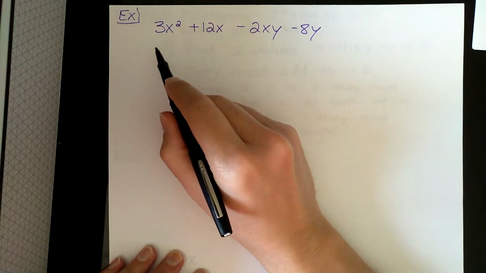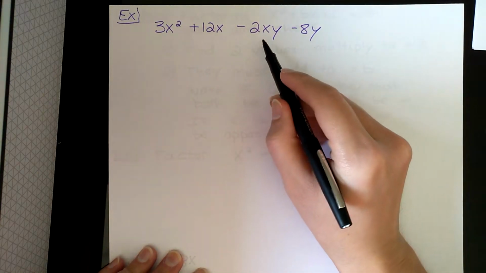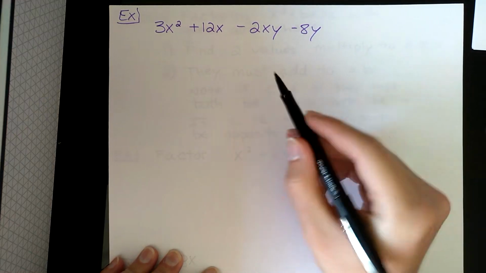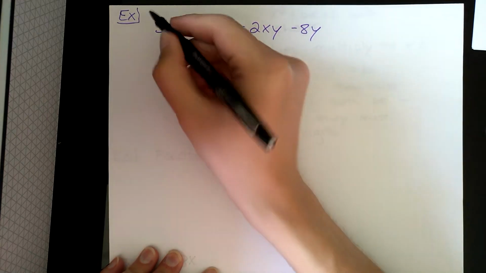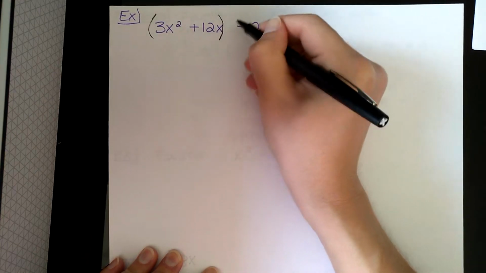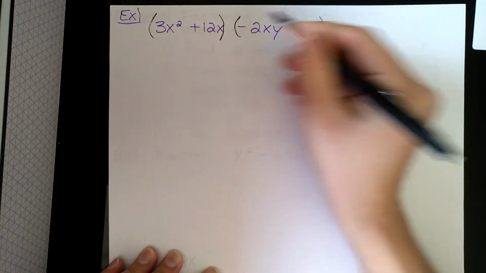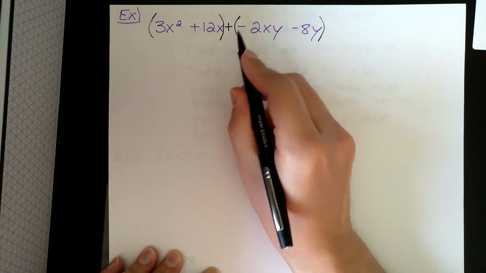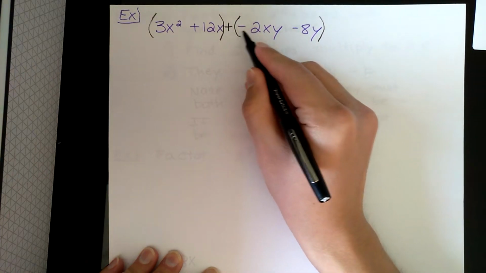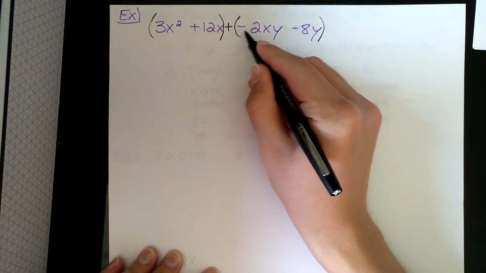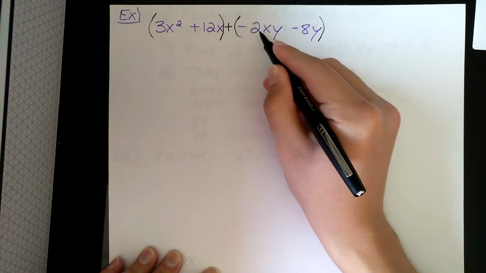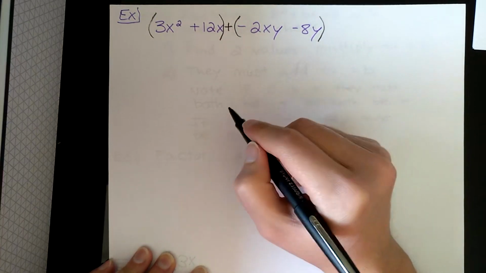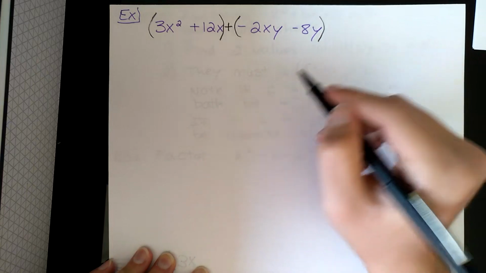We have 3x squared plus 12x minus 2xy minus 8y. We're going to start by grouping them together in parentheses and making sure that they are added. They always have to be added. They cannot be subtracted. So notice how I took this negative 2xy. Because we were subtracting it, I made it negative instead and added the parentheses together. Plus a negative is the same thing as minus 2xy.